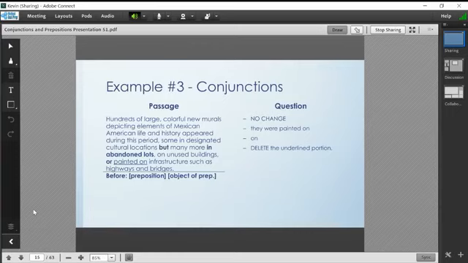So let's focus on, again, where we see our underlined portion, because that's how we're going to answer our question. Here we see "in abandoned lots." That's a preposition and then what we call the object of the preposition, the noun or the pronoun that comes after. Then a little bit further down, we see "on unused buildings." Again, same thing, a preposition and then an object of a preposition. So I need to match that up, what comes before and after, and maintain my consistency with the preposition and then the object of the preposition.